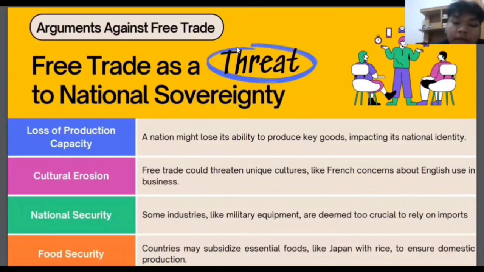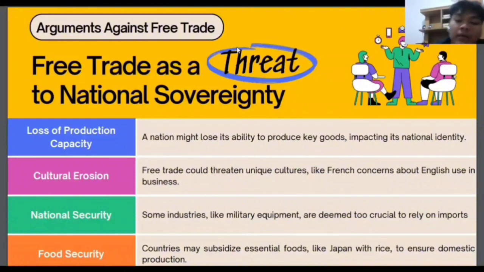Some argue free trade weakens national sovereignty, and this viewpoint, often held by anti-free trade politicians such as Pat Buchanan in the US, raises several concerns: loss of production capacity. The nation might lose its ability to produce key goods, impacting its national identity. The next one is cultural erosion. Free trade could threaten unique cultures, like French concerns about English use in businesses.